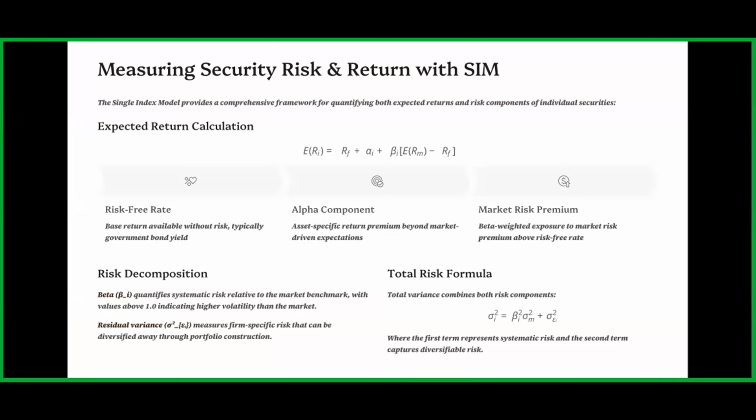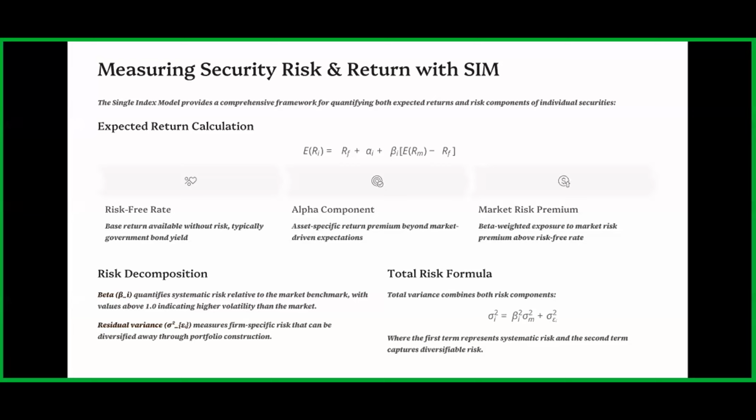When we select different types of assets, different types of stocks, different types of bonds, that asset-specific return is the alpha_i. Beta is the risk, and RM is the market return that we are getting after taking the beta risk, and RF is the risk-free return. So this is the formula for the return according to the single index model.